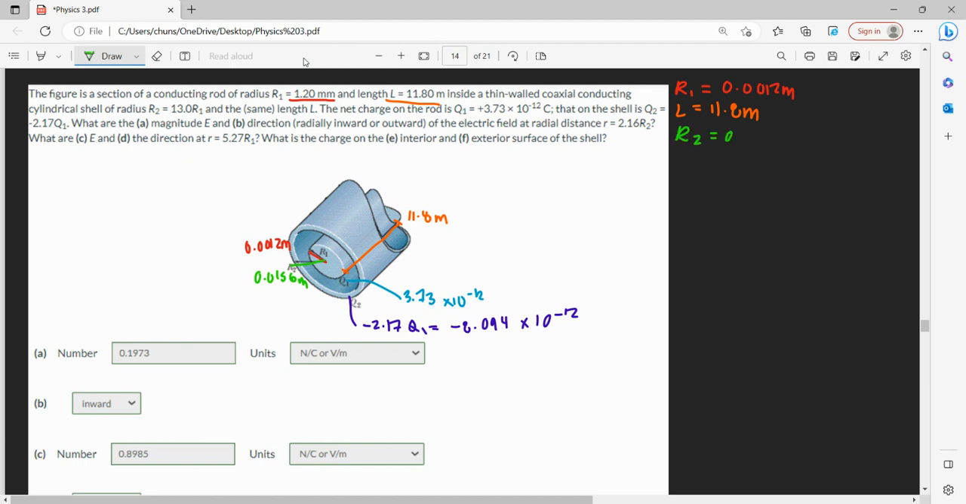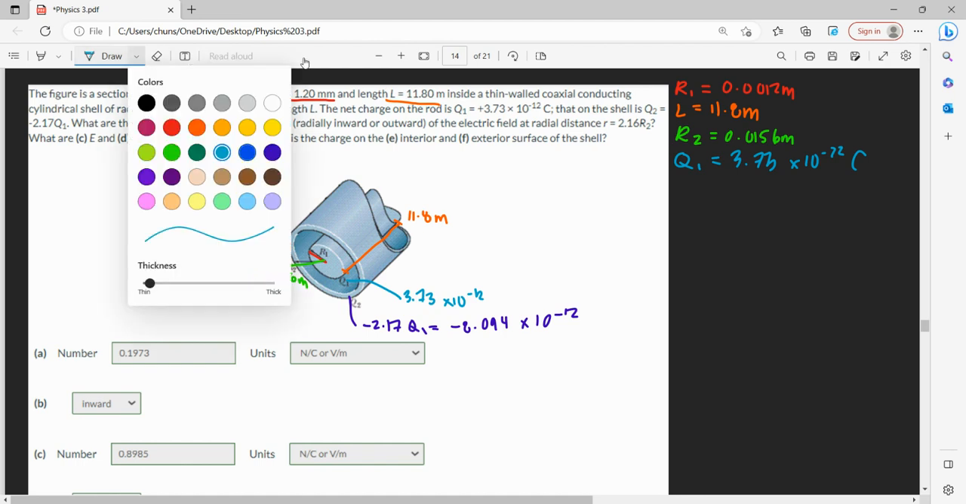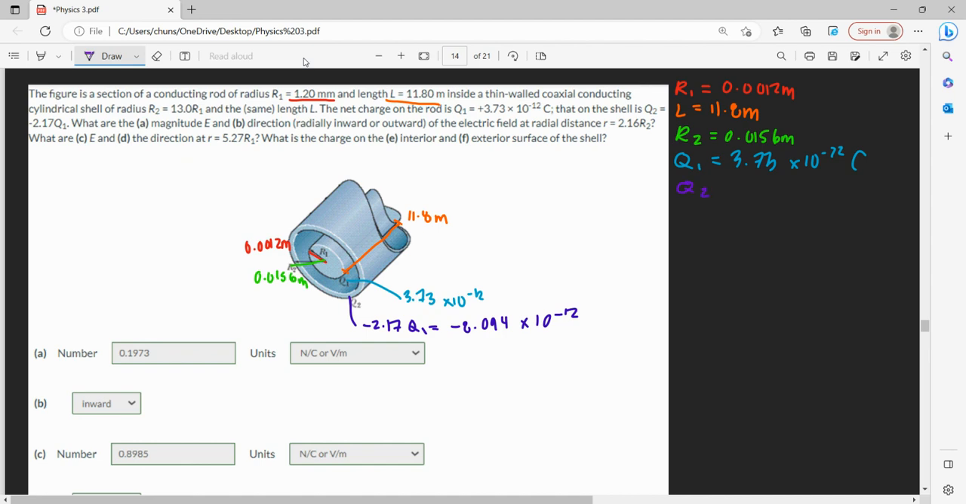R2 is equal to 0.0156 meters. Q1 is equal to 3.73 times 10 to the negative 12 coulombs. Q2 is equal to negative 8.094 times 10 to the negative 12 coulombs. Okay, so I'm going to clean this up a little bit so we can move on with our question.